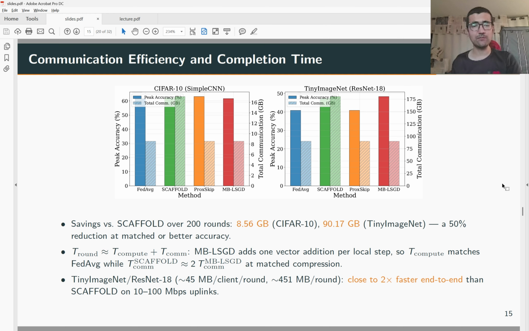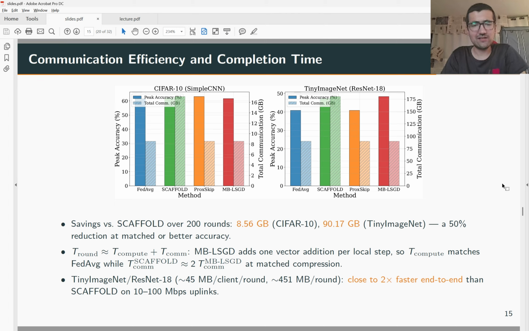Modeling time as compute plus communication, our corrected update adds literally 1 vector addition per local step. So compute time matches FedAvg, and at matched compression, SCAFFOLD's communication time is roughly twice ours. For the Tiny ImageNet workload, about 45 megabytes per client per round, around 451 megabytes across the 10 sampled clients.